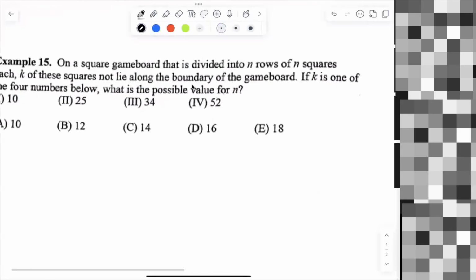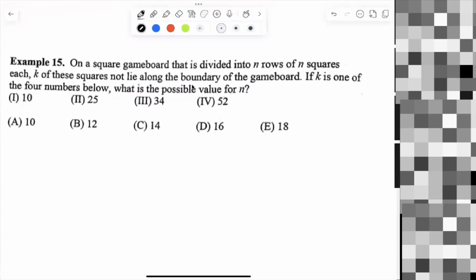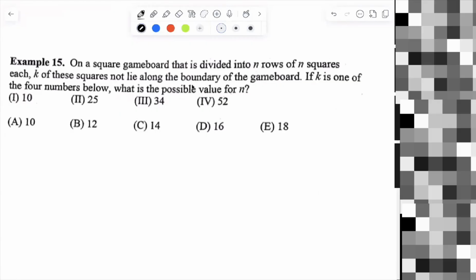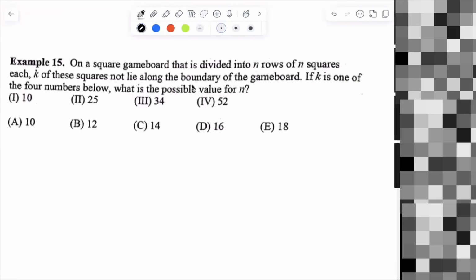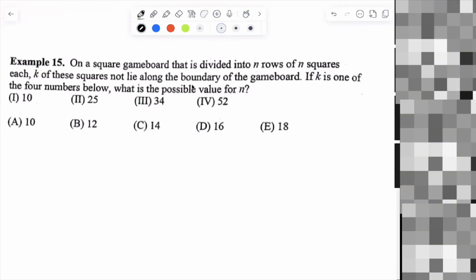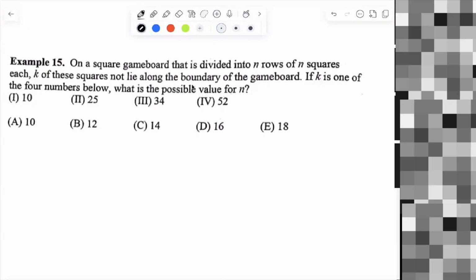Let's do example 15. On a square game board that is divided into n rows of n squares, each k of these squares does not lie along the boundary of the game board. If k is one of the four numbers below, what is the possible value of n? Let's give this question a try and tell me answers through chat.